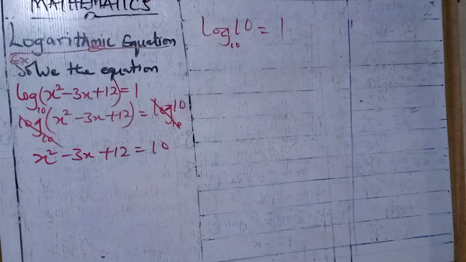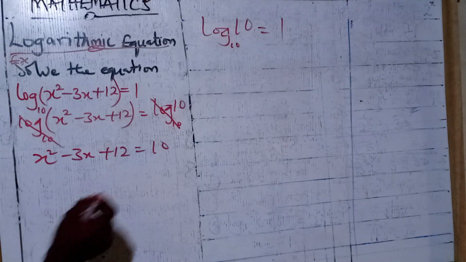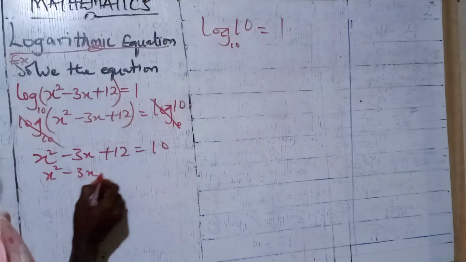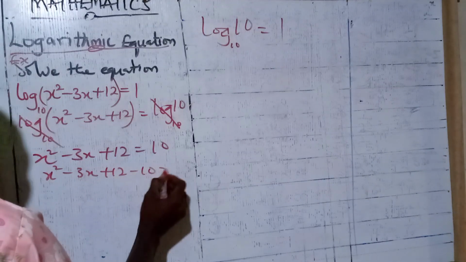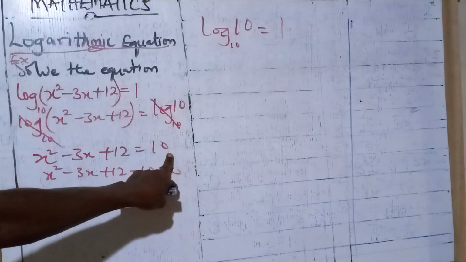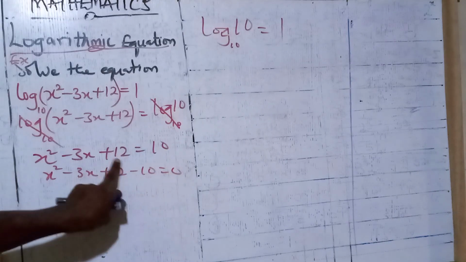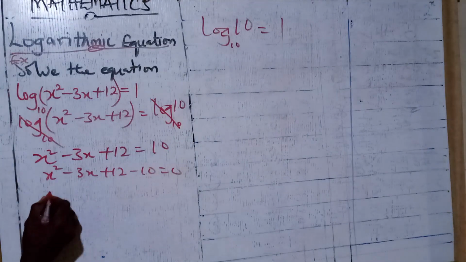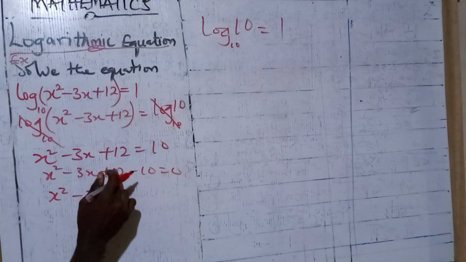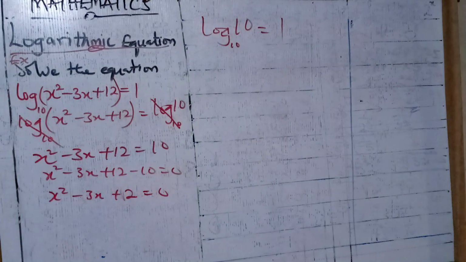Okay, now this is a quadratic equation. Now we bring this 10 here in as s squared minus 3s plus 12 minus 10 equals 0. That is by subtracting 10 from both sides. We subtract 10 here, we are left with 0. We subtract 10 here, that's why we have it here as s squared minus 3s plus, now 12 minus 10 will give us 2, equals 0.